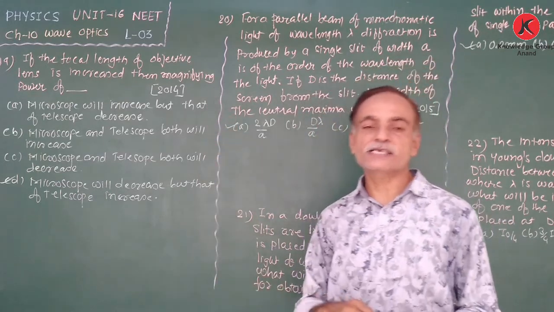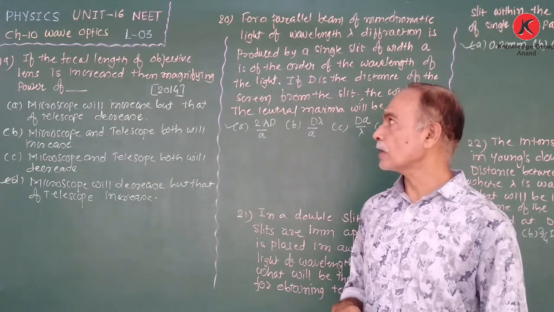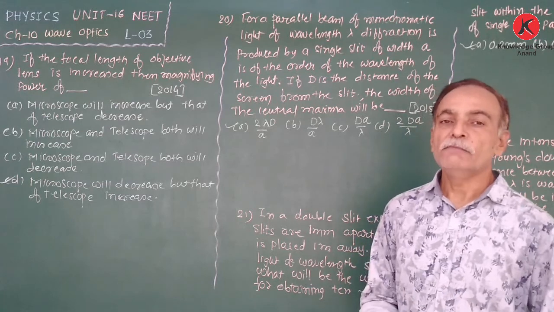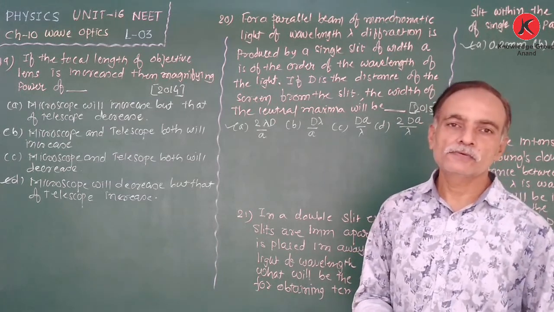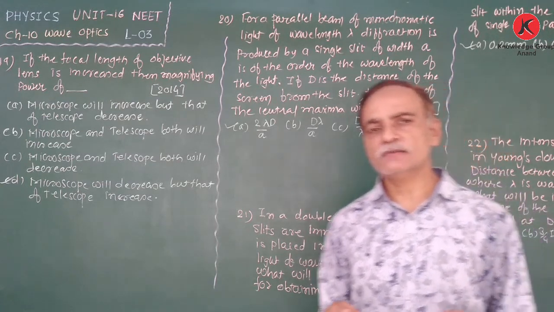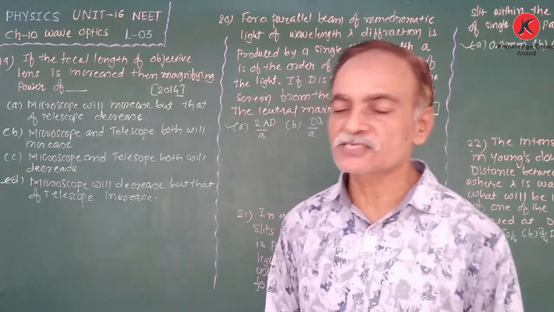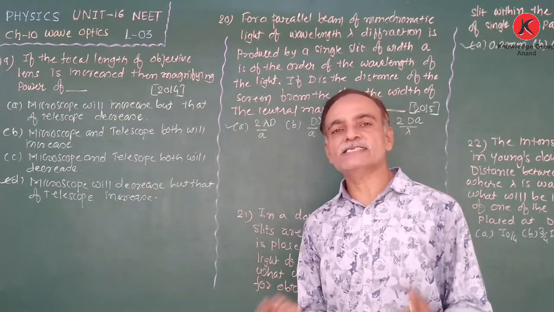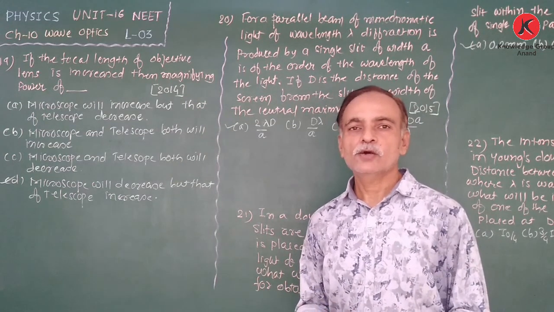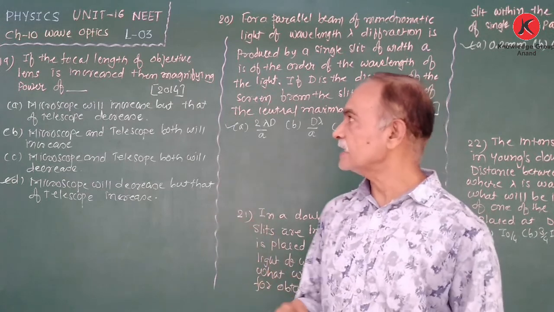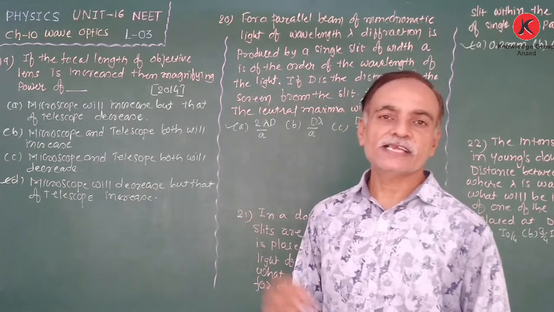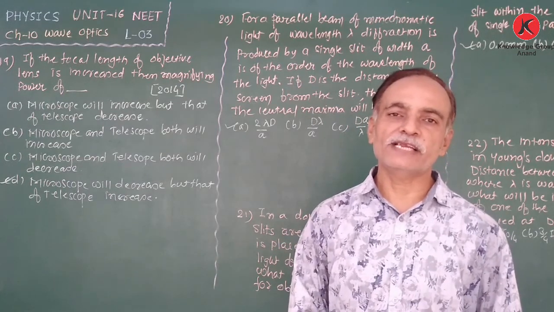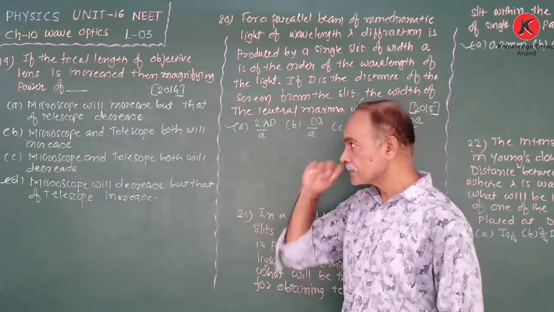The first question, asked in 2014: if the focal length of the objective lens is increased, then the magnifying power of... that means we have to discuss the magnification of a telescope and a microscope. If the focal length of the objective is increased, what happens to the magnification in the case of a microscope and in the case of a telescope? Options are given.